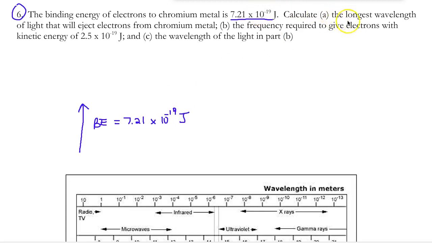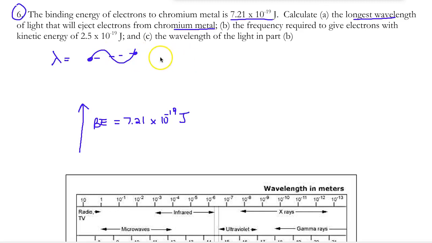All right, so the first part: calculate the longest wavelength of light that will eject electrons. Kind of a weird way of saying it, but think about that. What's wavelength? Wavelength measures the distance from the start of a wave to the start of the next wave. It's that distance in meters.